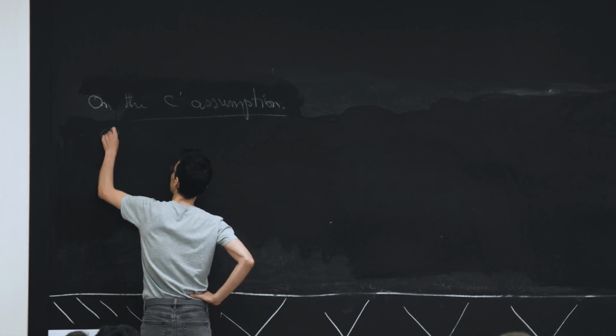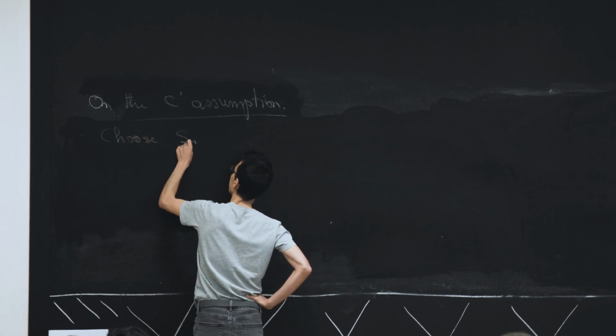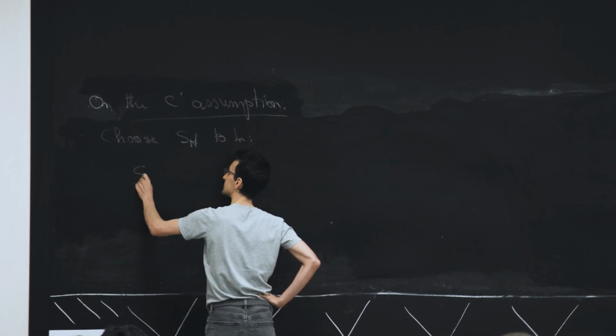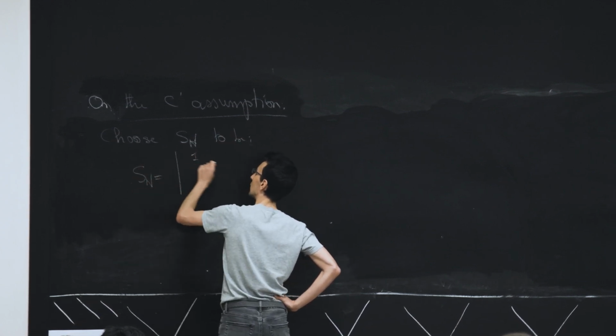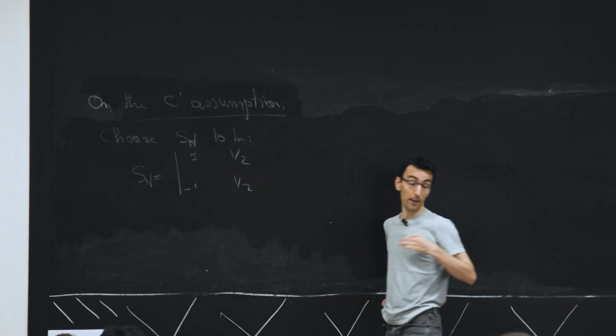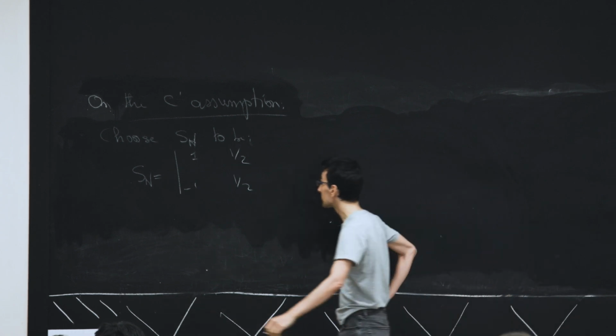So choose Sn to be like so. Sn is equal to 1 with probability 1/2 and minus 1 with probability 1/2. And I insist that I'm not summing these variables. Okay, this is Sn. That's the random variable.